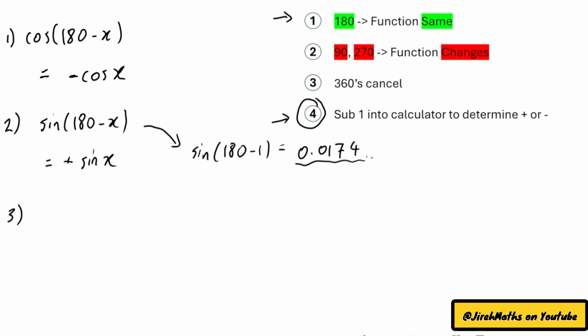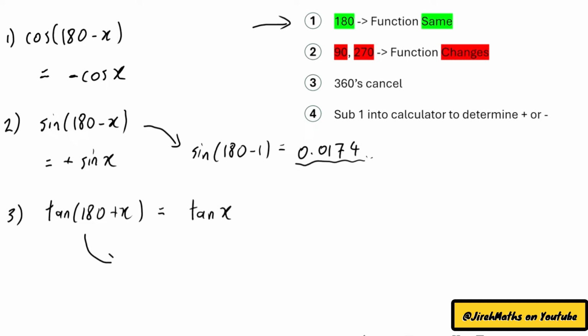The next question, let's look at tan 180 plus x. Again, it is the first rule, so this is simply tan x. Now to determine whether it's positive or negative tan x, you are going to substitute tan 180 plus 1. Wherever you see x, replace it with 1. In our calculator, we get a positive answer, therefore that's positive tan x.